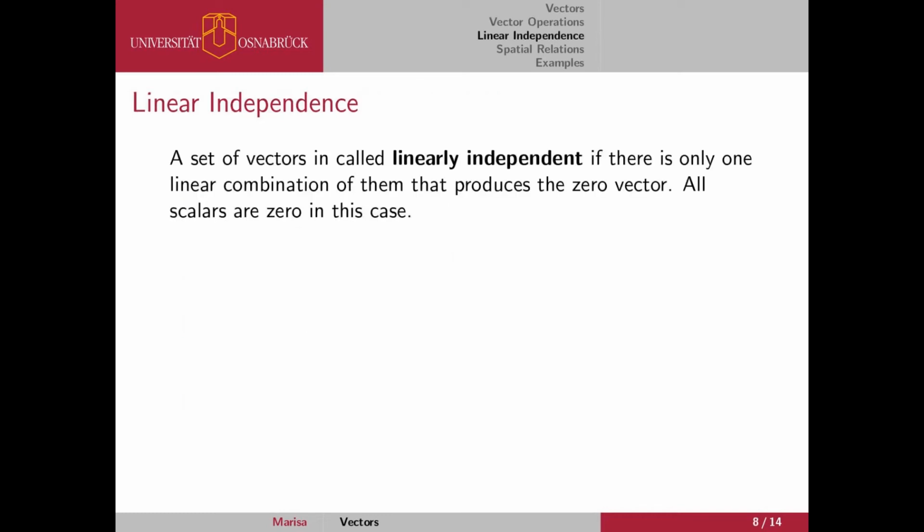One of the most important concepts that we are dealing with when talking about vectors is linear independence. A set of vectors can either be linear independent or it can be linear dependent. Let us talk about independence first. A set of vectors is called linearly independent if there is only one linear combination of these vectors that produces the zero vector. All scalars are zero in this case.